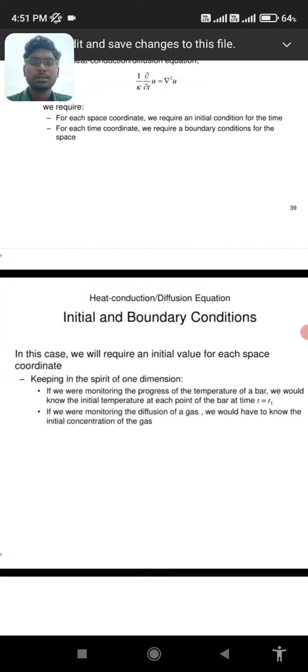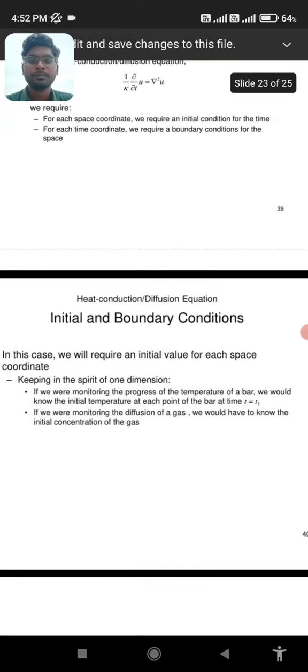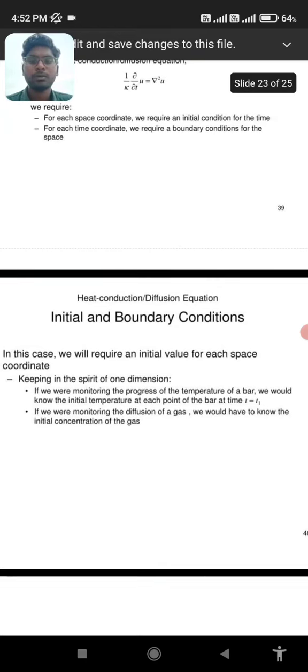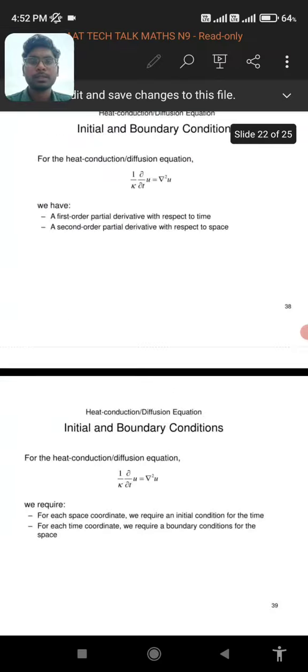In this case, we will require an initial value for each space coordinate, keeping in the spirit of one dimension. If we were monitoring the progress of the temperature of a bar, we would know the initial temperature at each point of the bar at time t = t1. If we were monitoring the diffusion of a gas, we would have to know the initial concentration of the gas.